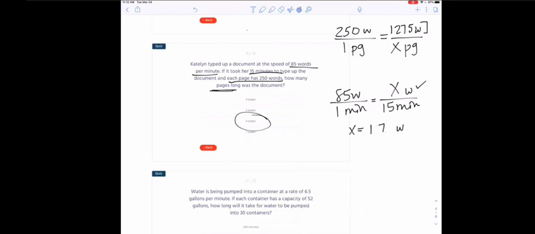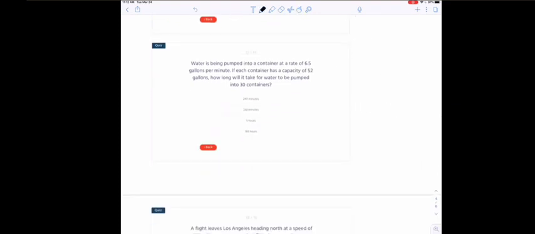When you're ready, let's move on to number 12. Number 12 says, water is being pumped into a container at a rate of 6.5 gallons per minute. If each container has a capacity of 52 gallons, how long will it take for water to be pumped into 30 containers? Okay, so it's asking us for the time for 30 containers. So x time, let's say minutes, because this is minutes, okay? X minutes is 30 containers. Well, how much time or how many minutes does it do one container?